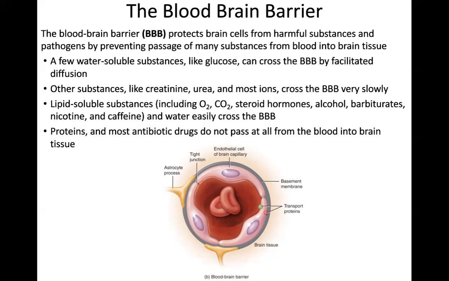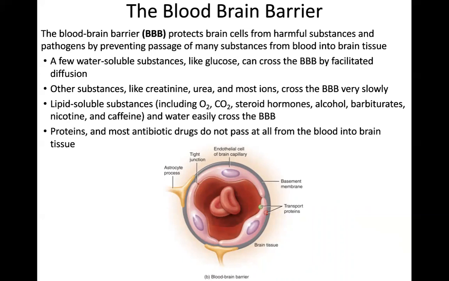Some things absolutely need to pass and easily pass through the blood-brain barrier. Things like glucose can do so by facilitated diffusion, which means that they use those transport proteins that you see there in the picture. Other substances like creatinine, urea, and most ions cross it very slowly. Creatinine and urea are actually waste products, so they would be going into the blood.